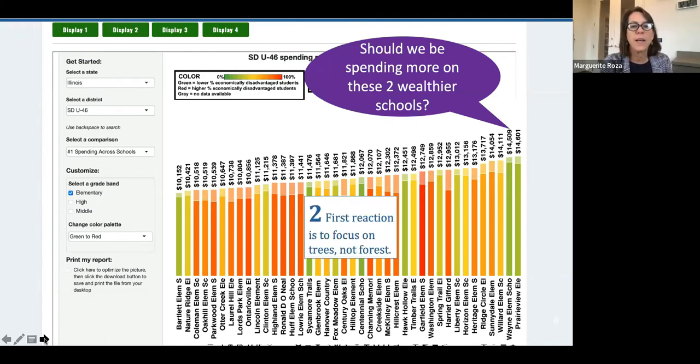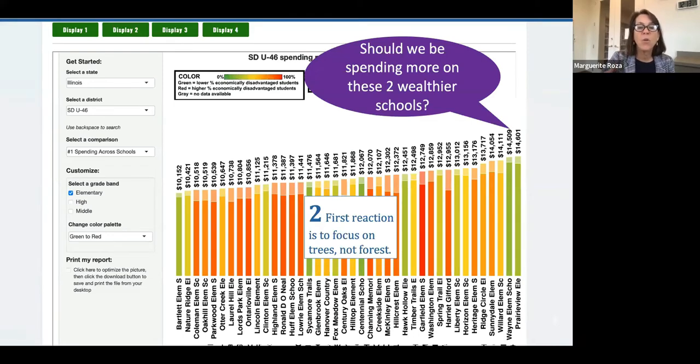One of the things we found when people were exposed to these data for the first time was they tended to focus on the trees, not the forest. So they would say things like, yeah, I see down here, Nature Ridge, that doesn't look right. I've got a question about that one. What's going on? I think there's that program here, or I think we changed it last year, and didn't sort of take stock of the whole picture, which at least in this district is that we're not successfully directing more money to our higher poverty schools.